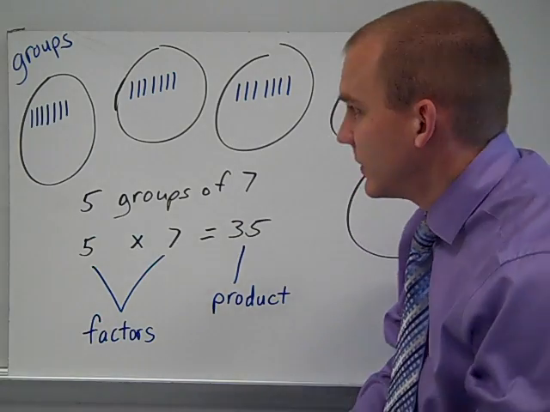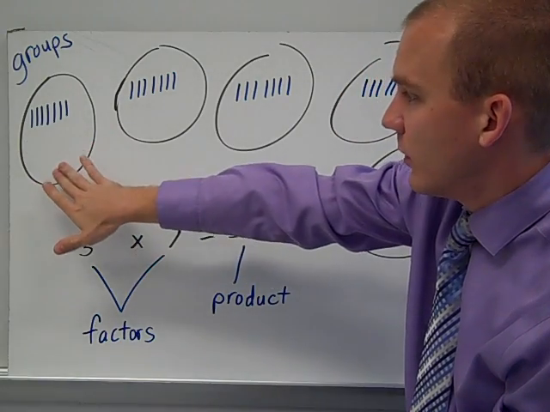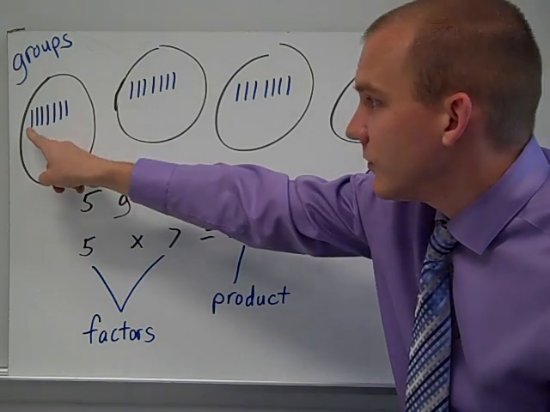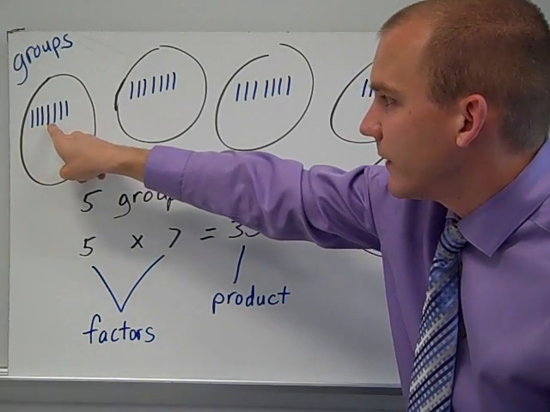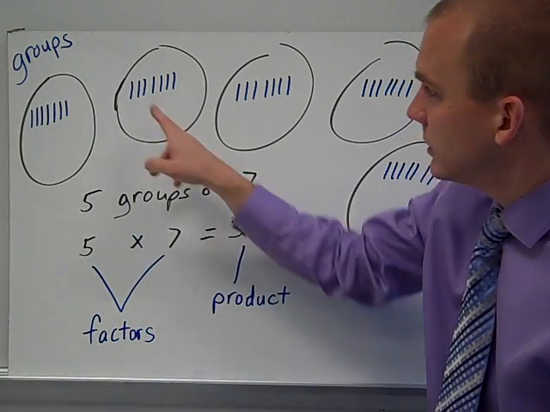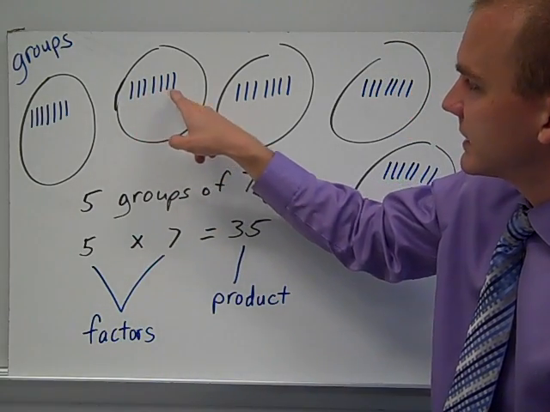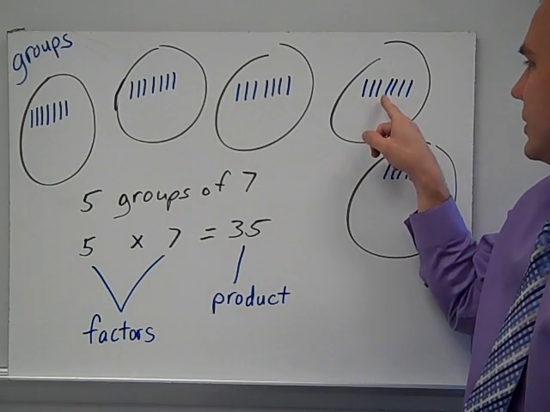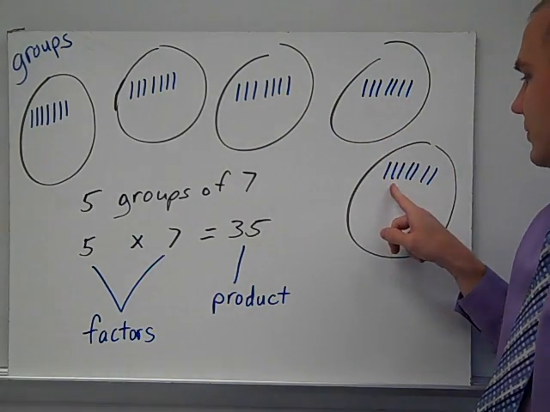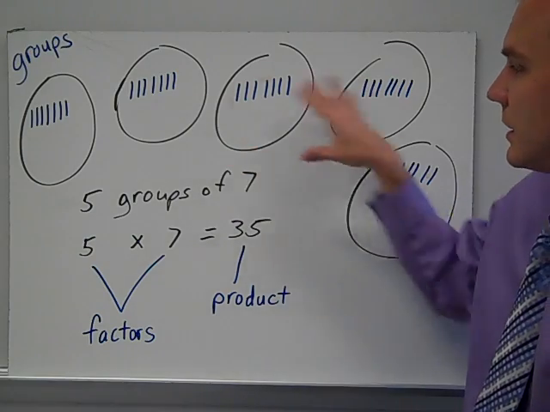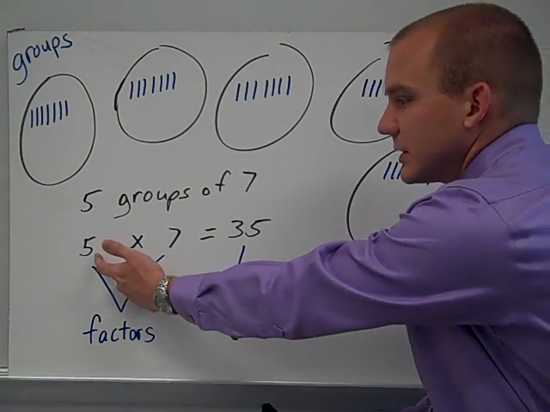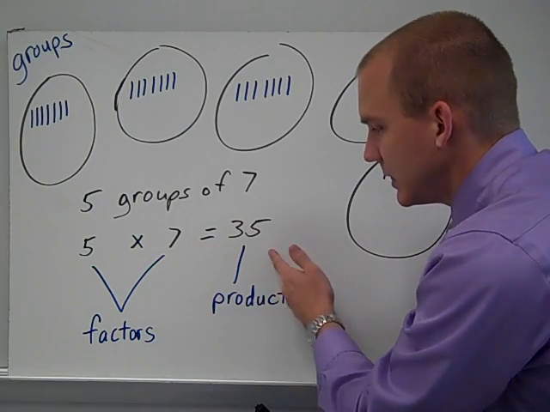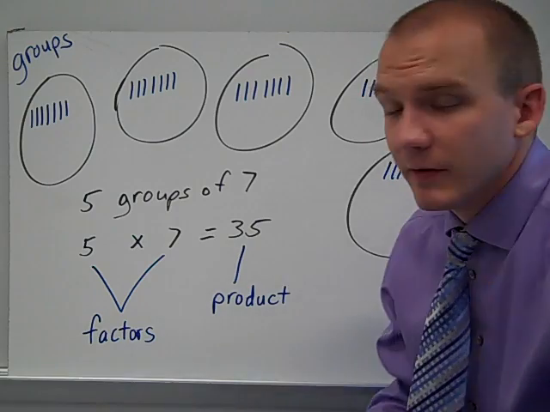Another way to look at the same thing is just groups. Very straightforward. I have 1, 2, 3, 4, 5 groups. And in each one of these is 1, 2, 3, 4, 5, 6, 7 little marks. So there's 5 groups of 7, which is again 5 times 7. And those are our factors, and that's going to equal our product of 35.